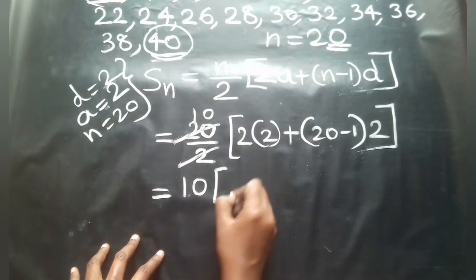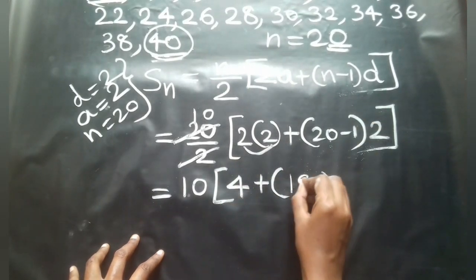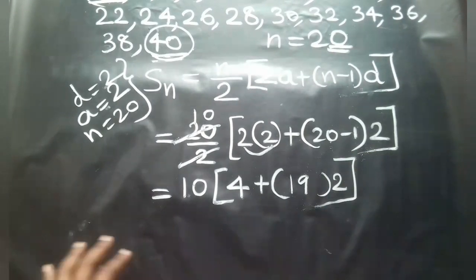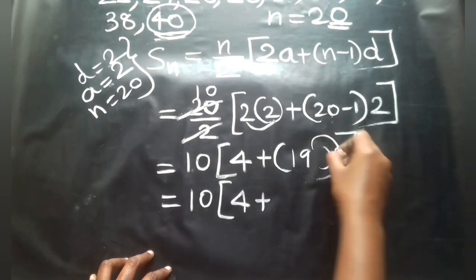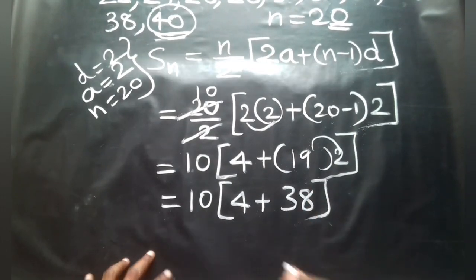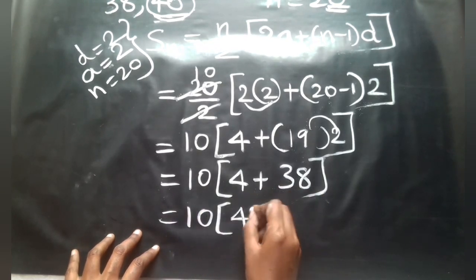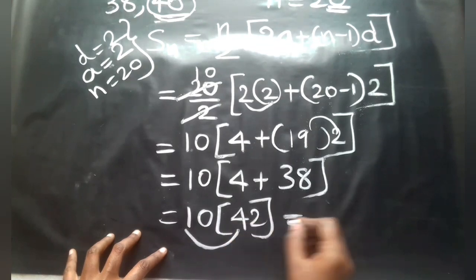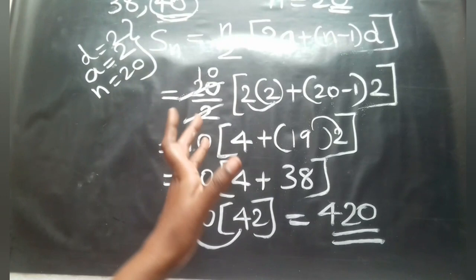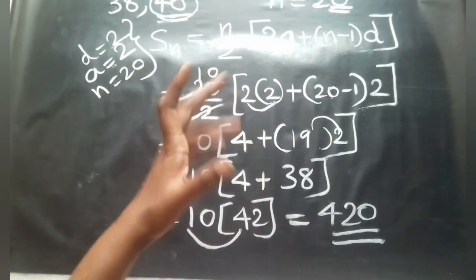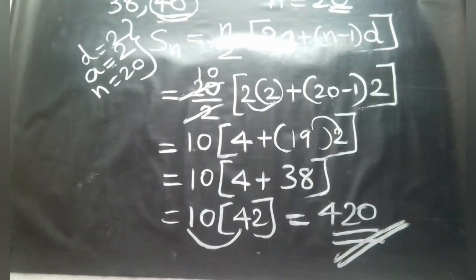So 10 into 2 into 2 is 4, plus 20 minus 1 is 19 into 2, equals 10 into 4 plus 19 into 2 is 38, equals 10 into 38 plus 4 is 42. So 42 into 10 is 420. So in all four methods we have got the sum of all even numbers from 1 to 40 is 420.